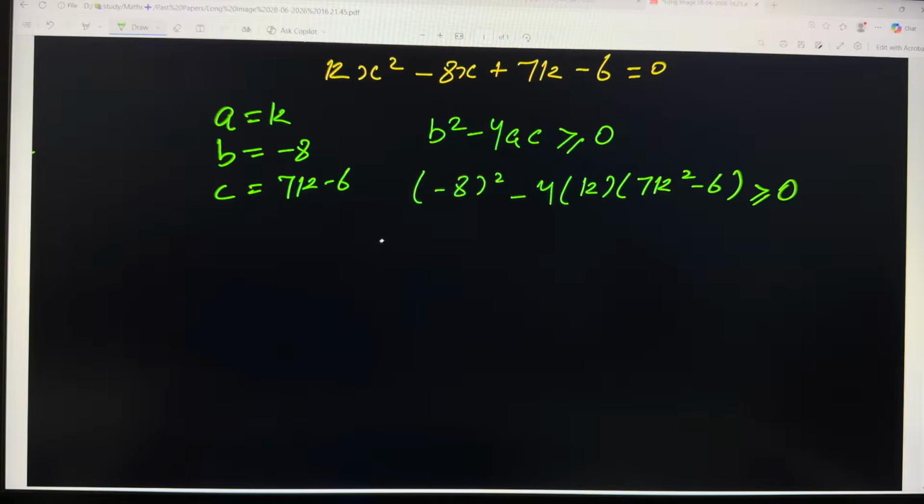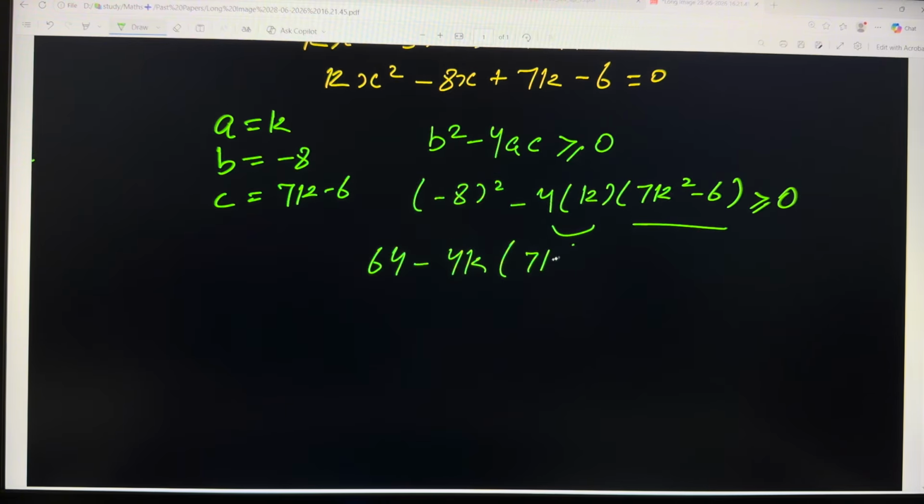Okay, 8 squared is equal to 64 minus 4k. We're just going to multiply these both, which is then going to multiply this bracket. So it's like this: 7k squared minus 6 is greater than or equal to 0.